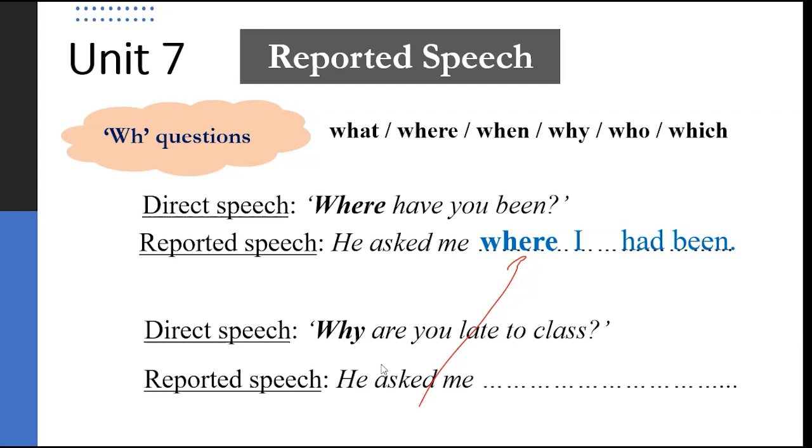لأن I was. نخليها. Yeah, it should be was, because our main verb is are. Okay, are is present, and if I change it to the past, it should become was. Okay, so he asked me why I was late to class. Okay.